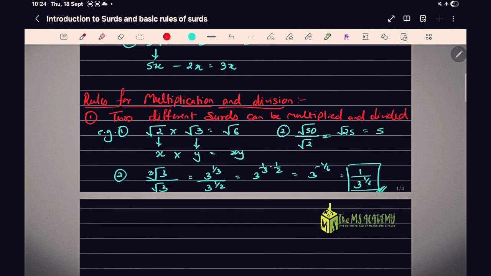Understanding? Now what happens if there are two same roots? Two same surds when multiplied or divided give a rational number as the answer.